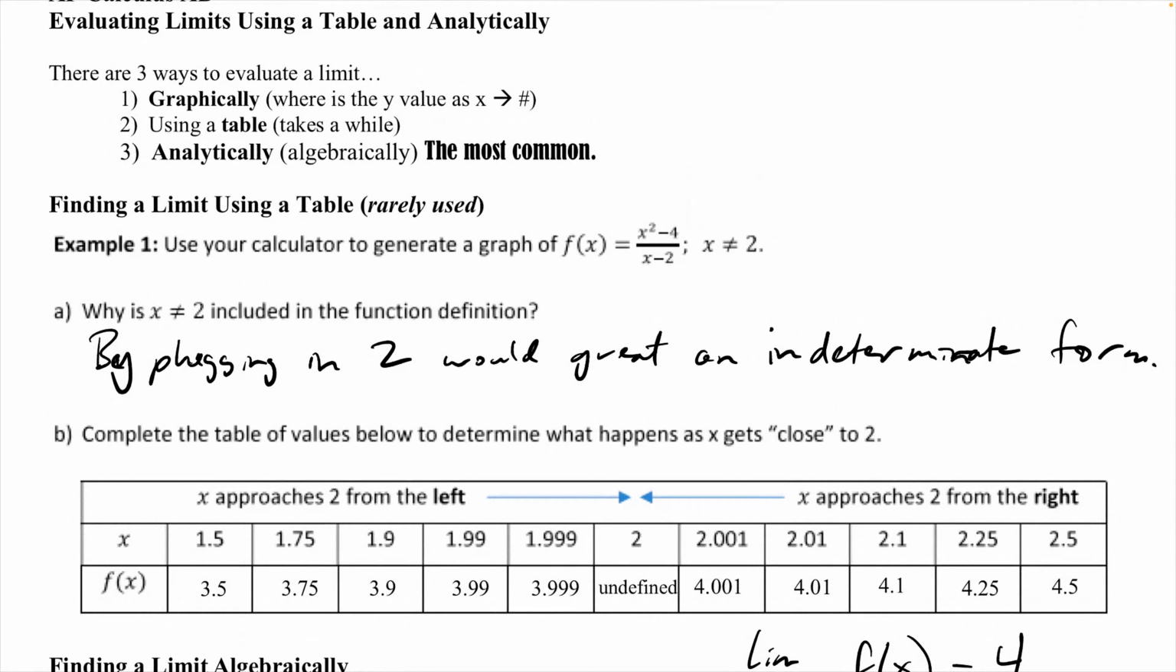They won't ever give you the table. The ones that I have seen will be like this, and then you just need to analyze it. What's the limit at 2? What's the limit at whatever? And then the last one, which we spend the most time on, is analytically, algebraically. That's the most common one.